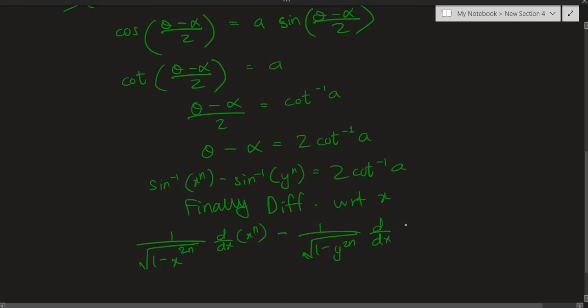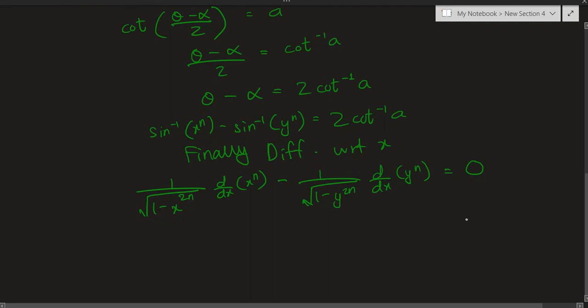times the derivative of y to the n, chain rule again. The derivative of, well, a was a constant, so inverse cotangent of a is a constant, multiply 2 to the constant, you have another constant, so this is going to be 0. I repeat, the derivative of a constant is 0. So now it's time to differentiate this using the power rule.